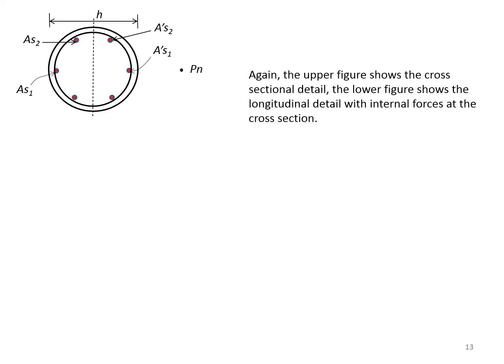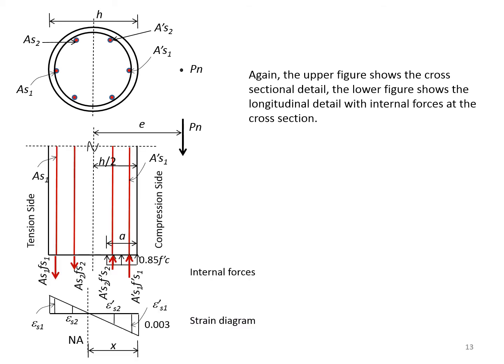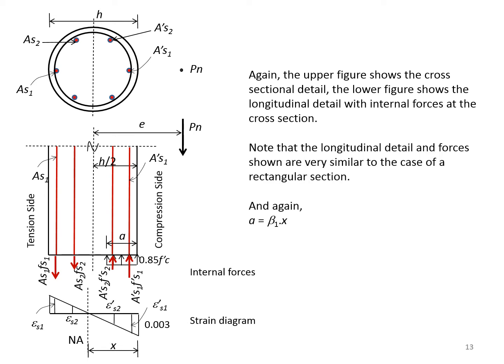Here is a circular section. Again, the upper figure shows the cross-section detail. The lower figure shows the longitudinal detail with internal forces at the cross-section. Note that the longitudinal detail and forces shown are very similar to the case of a rectangular section. And again, a is equal to beta 1 x. And the strain diagram is identical to the previous case.